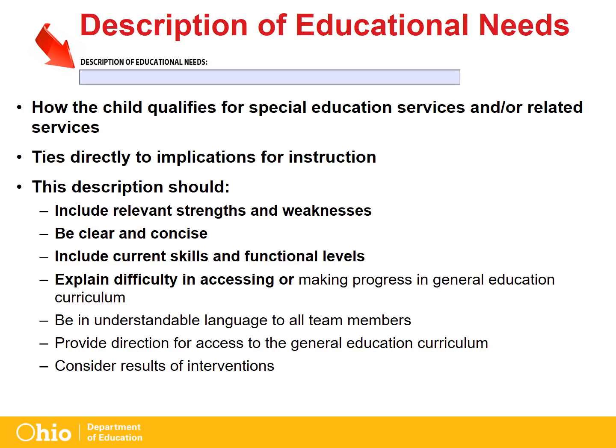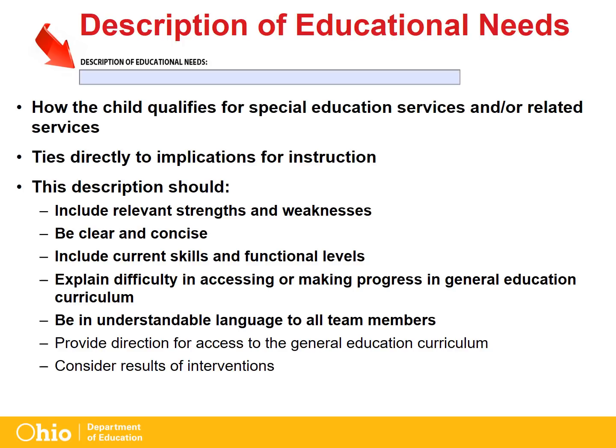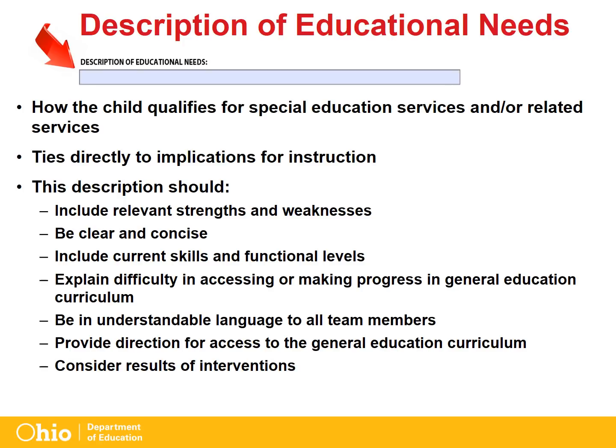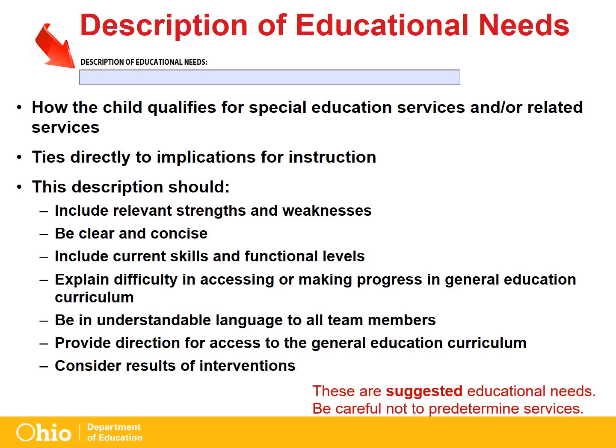This description should include relevant strengths and weaknesses, be clear and concise, include the child's current skills and functional levels, explain how the child may experience difficulty in accessing or making progress in the general education curriculum, be in language that is understandable to all team members, including the parent, provide direction for access to the general education curriculum, and consider the results of the interventions provided to the child prior to the initial evaluations. Please remember, these are suggested educational needs. Be careful not to predetermine services.